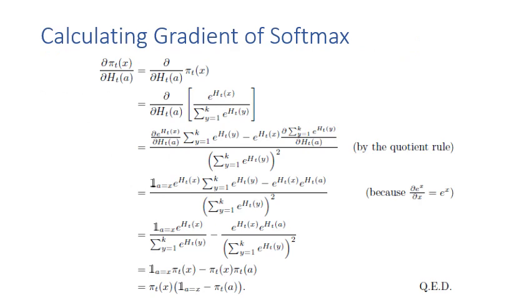We are almost done, but there's one more challenge. We need to calculate the gradient of our action probability function pi, right? Which is equal to calculating the gradient of the Softmax function. So to calculate the gradient, we need to recall the derivative rule of quotient.